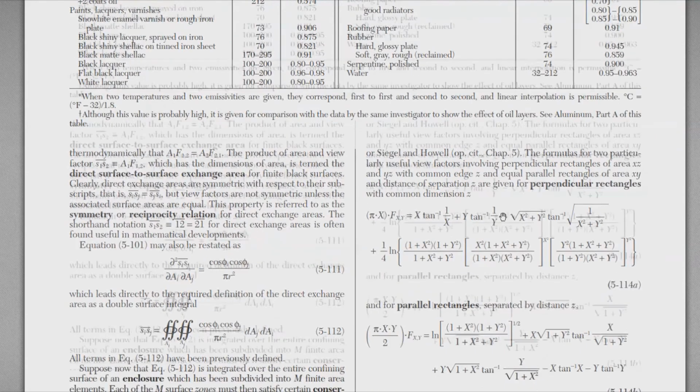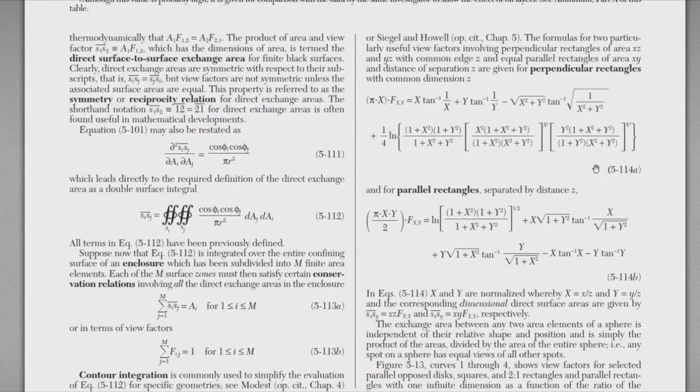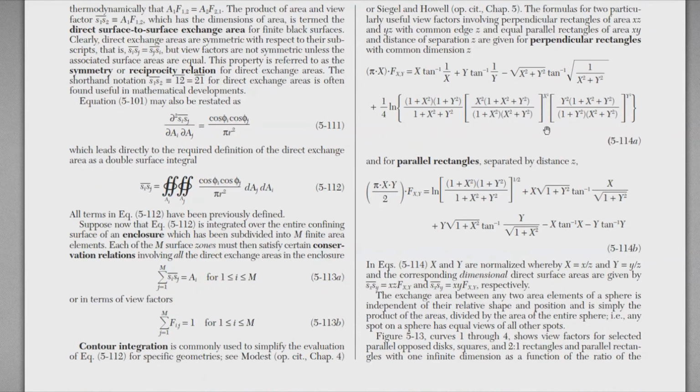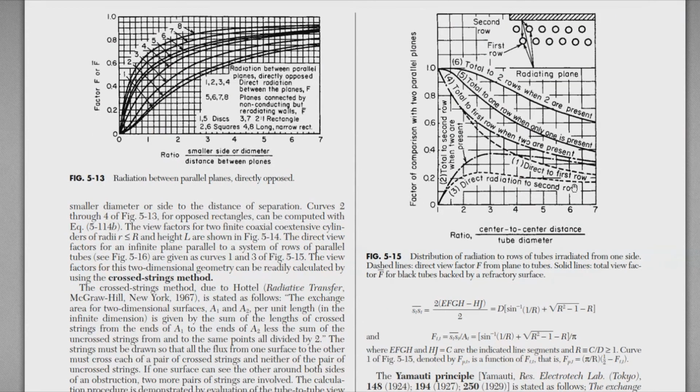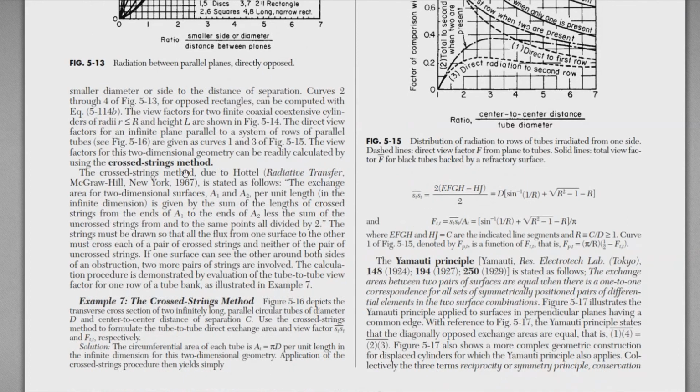Now we do have a lot of equations here. This one is for perpendicular rectangles. You can use this equation, and also these parallel rectangles. And now we also have this radiation between parallel planes directly opposed. So this is the table, the graph. We also have the center-to-center distance and tube diameter, and we also have the crossed-string method.